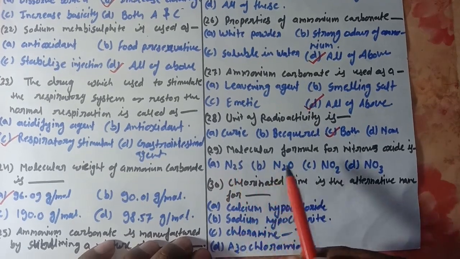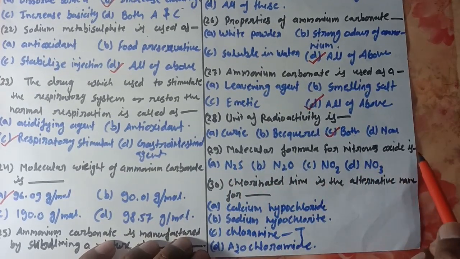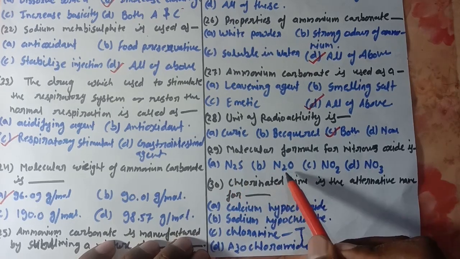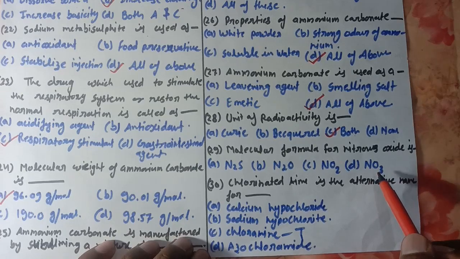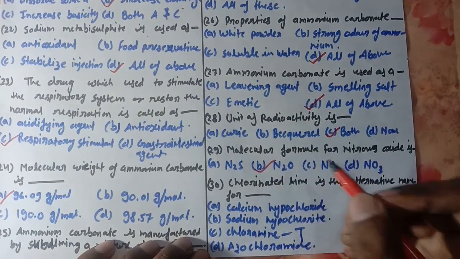Question number 29. Molecular formula for nitrous oxide is: option A, N2S; option B, N2O; option C, NO2; option D, NO3. So the answer is B, N2O.